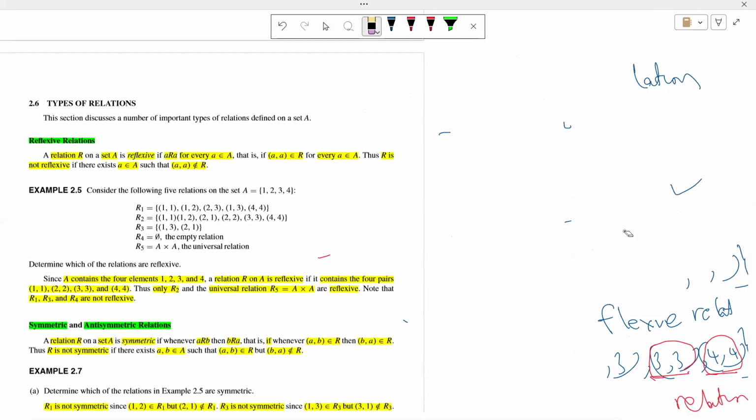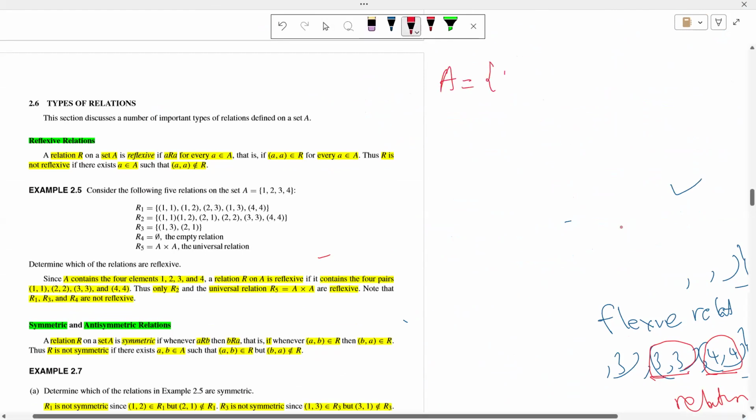Okay. Now, there is a set A. Set A contains three elements X, Y, Z. Now they are telling us that A itself creates a relation. It means the relation is a subset of A cross A. So this is the meaning: A itself creates a relation.